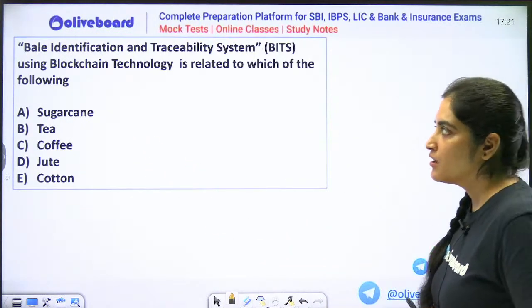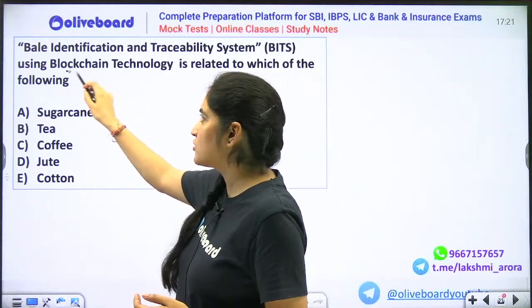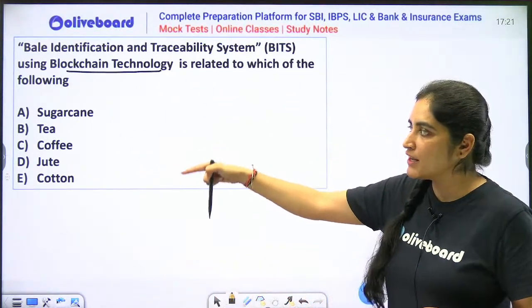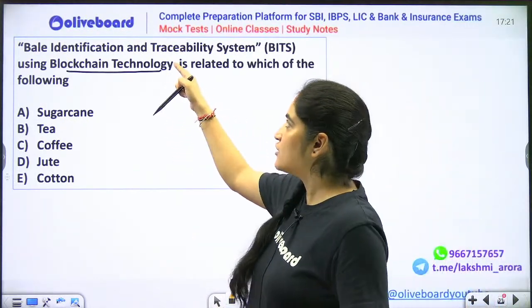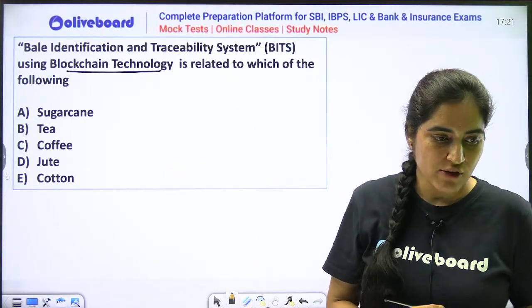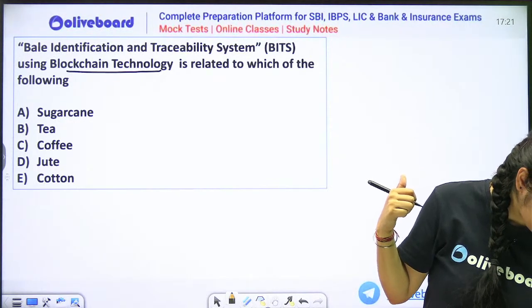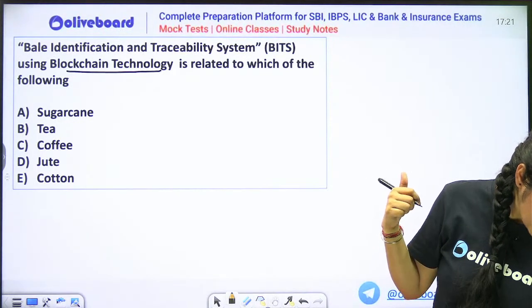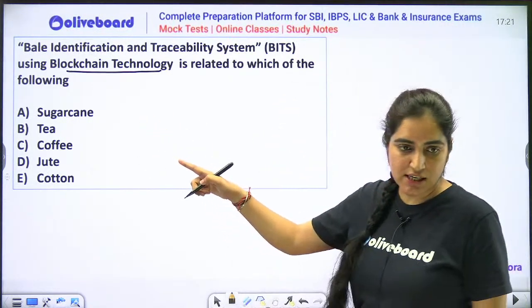Moving ahead. Bail identification and traceability system which uses your blockchain technology. Which of the following crop is related to your bail identification and traceability system? Please answer. I am waiting for your answers, guys. So correct option for this is your cotton.